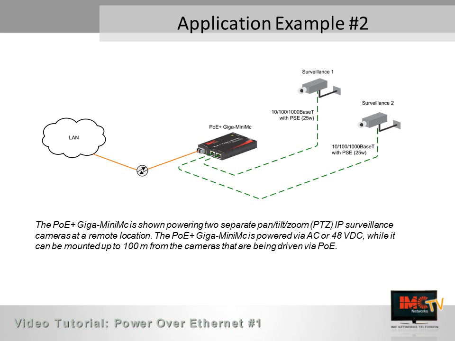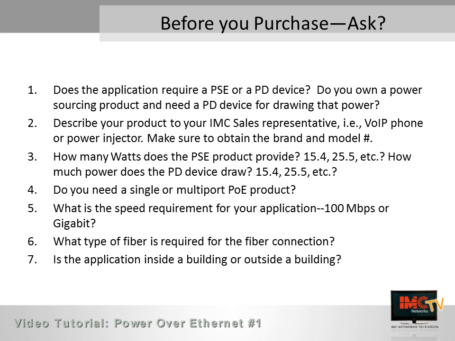The installation of surveillance cameras has become a common application. This is a great example of how a PoE Plus Gigaminimic can provide power to 2 individual cameras, each drawing 25.5 watts. So in other words, you've got 2 PSE ports, each supporting power to surveillance camera 1 and surveillance camera 2, and then the fiber port on the PoE Plus Gigaminimic is being connected to the LAN.